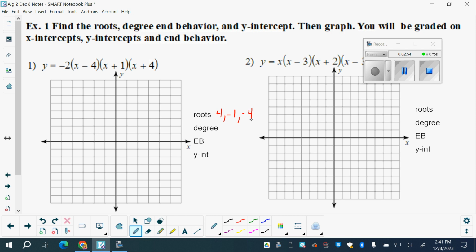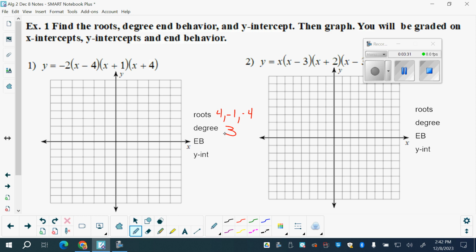Does this -2 affect the roots? No. If we were solving it, setting it equal to 0, what would we do with that -2? We divide it out. That's right. Then it goes away. So what's our degree? 3. Because there are 3 x's. X times x times x gives us x to the 3rd. So that's a degree of 3. Questions on that? We have to have the right degree to be able to get the right end behavior.